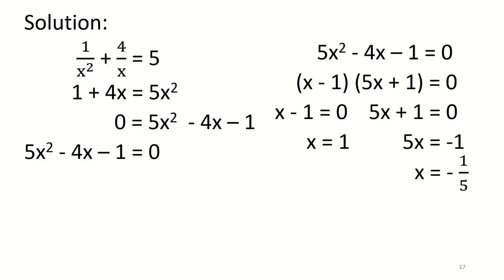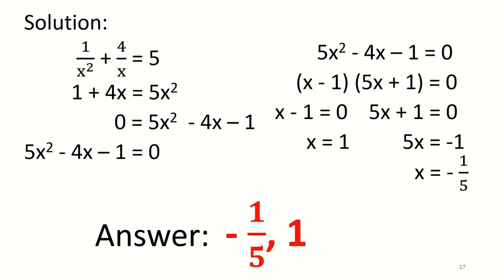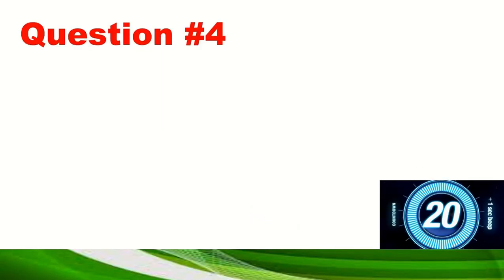We have x equals 1, and then the other one, we have x equals negative 1/5. Now, the answers are negative 1/5 and 1. Any question? Did you get the correct answer? Wow, very good. Question number 4.